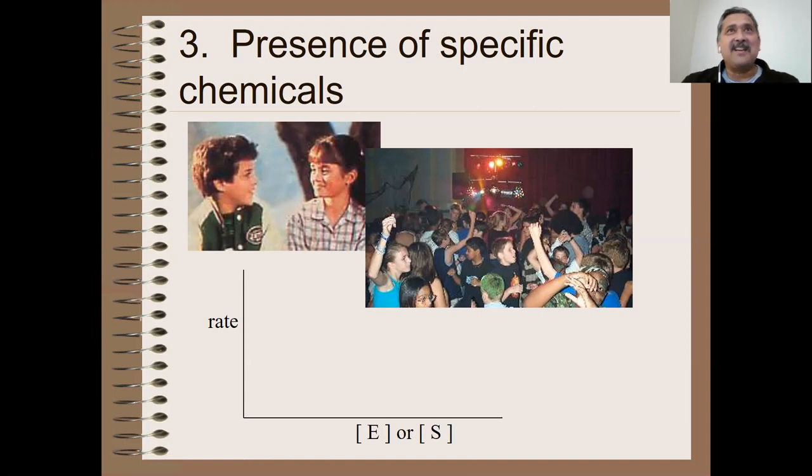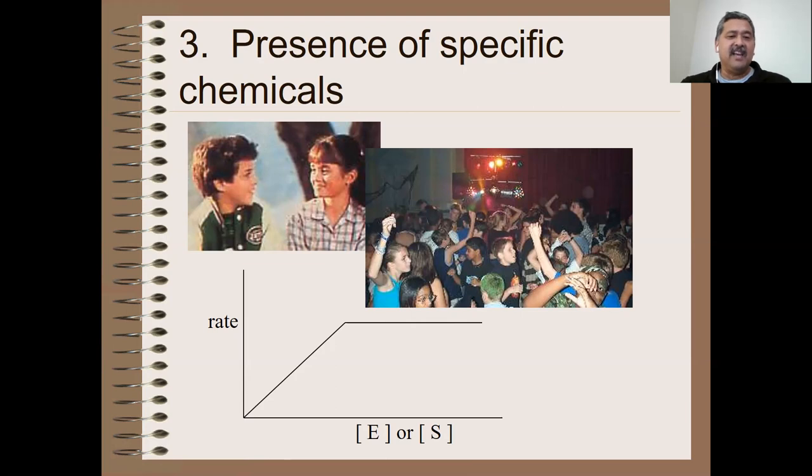Let's say a third bus comes with 20 girls on it. How many guys are dancing now? Well, at this point, all the guys are dancing, and it really doesn't matter that more girls are showing up. So that's how this works. The rate increases, and then you can add more enzymes. You can add more substrate. You could add more chicas. But it doesn't matter. The rate's going to be the same because all the guys are already dancing. All the guys are occupied.